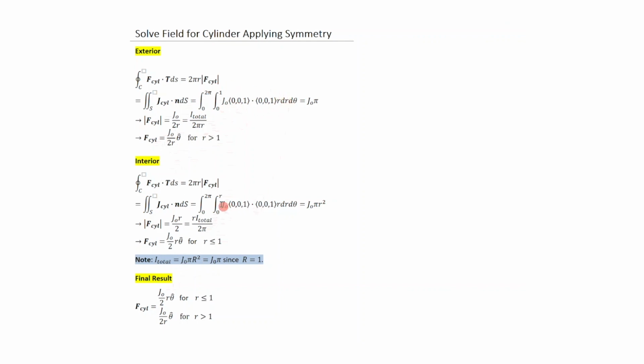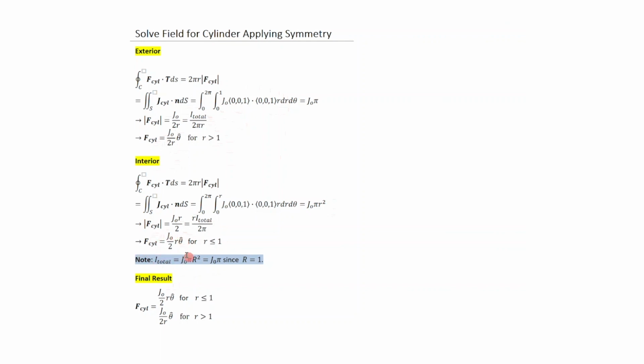So in this case, the only difference basically will now be that this just becomes J naught pi r squared. Again, equating left-hand side with the right-hand side, the left-hand side did not change. We end up with this being J naught r divided by 2. Or if we want to put J naught in terms of I total, we end up basically with this expression here. The field is in the theta hat direction, and so we can now write this out in this form.